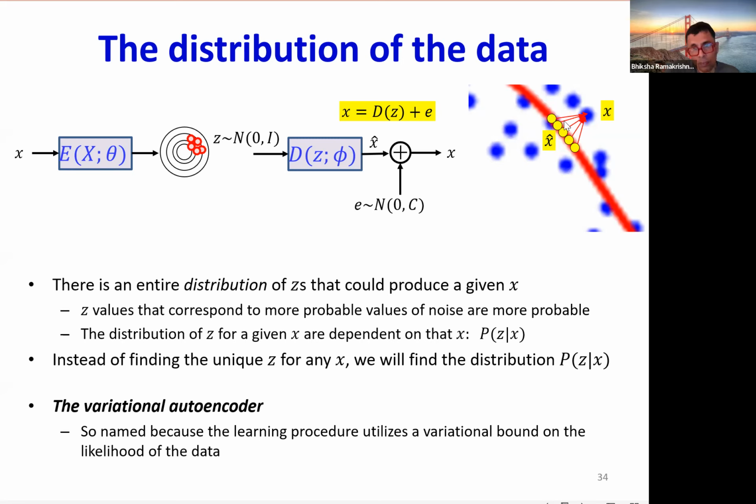So the x hats that are closest to this x, again, this is a zero mean Gaussian. The error is assumed to be a zero mean Gaussian. So the x hats that are closest to the x are going to be more likely. So we want to learn the encoder E such that the probabilities of the z's corresponding to the x hats that are closer to x are greater than the probabilities of z's that correspond to the x hats that are farther away from x. Does that make sense?